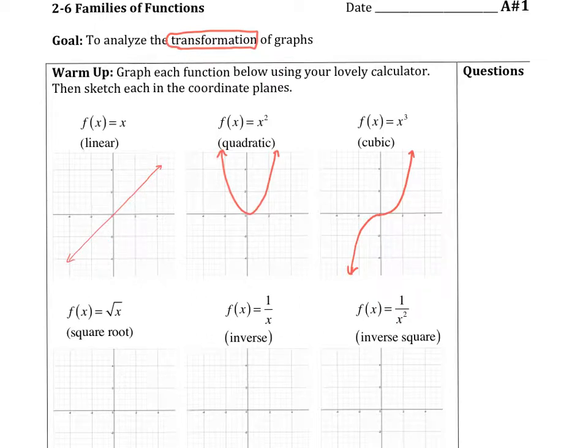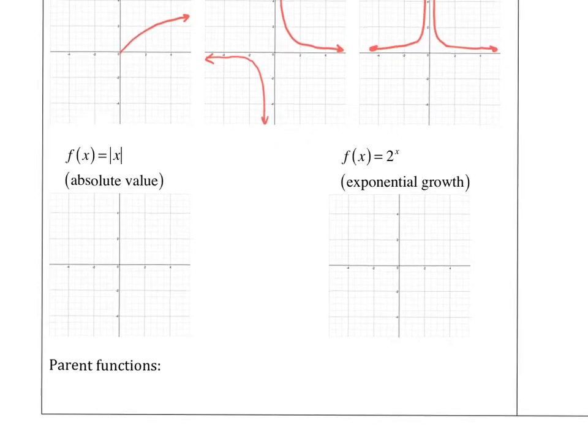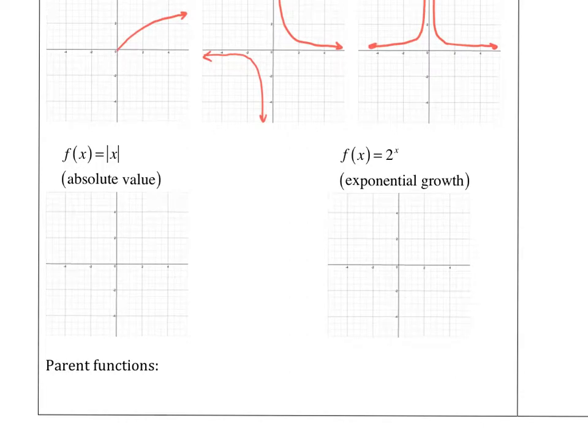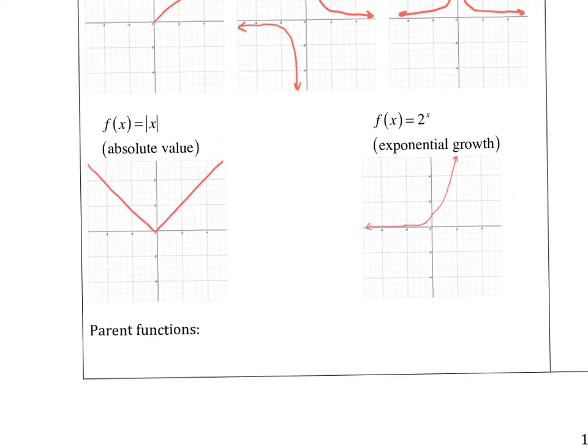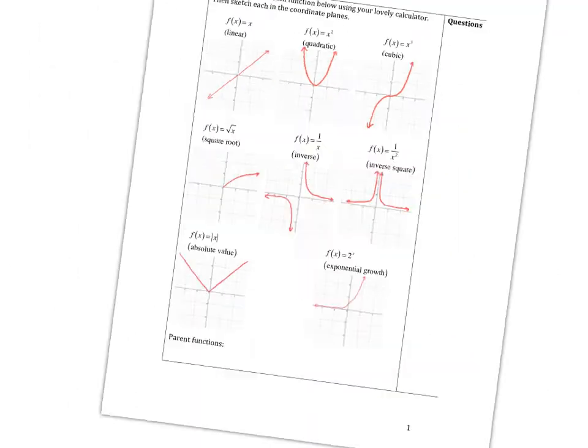So a cubic does look like this. So the square root we see here, square root does this, and then the inverse looks like this. And this one here, the inverse square, looks like an Atari symbol. Last two, absolute value and exponential growth. So as we see the absolute value, which we're going to spend a lot of time with absolute value, and we're going to spend a lot of time with the quadratic later on this year.